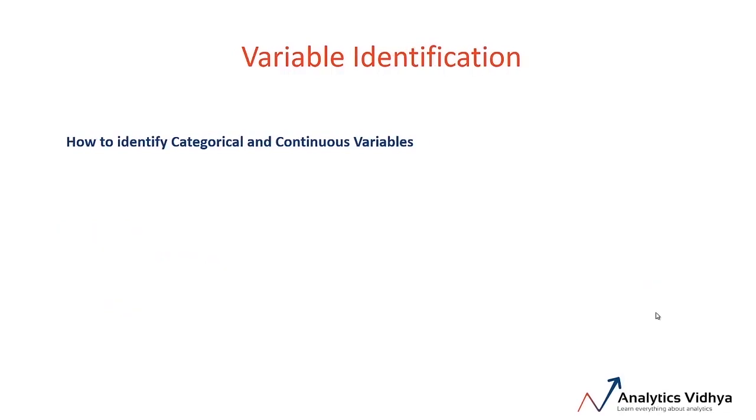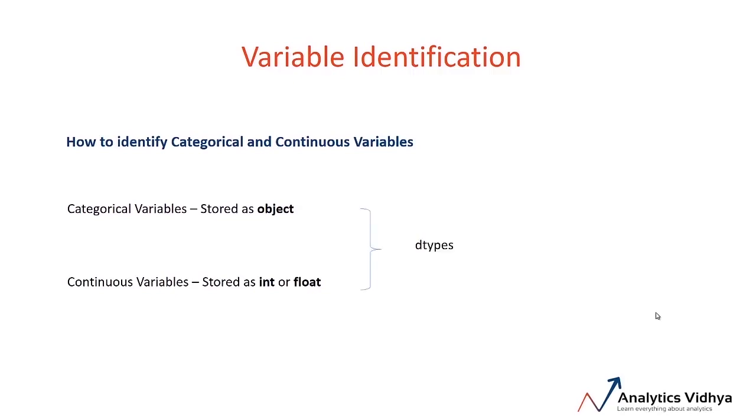So how do we identify categorical and continuous variables using pandas? It turns out pandas stores categorical and continuous variables in different formats. Categorical variables are stored as objects, while continuous variables are stored as int or float inside pandas. And pandas provides an attribute called dtypes which tells whether the variables are of object type or int or float. So this information can be used to infer whether a variable is categorical or continuous.